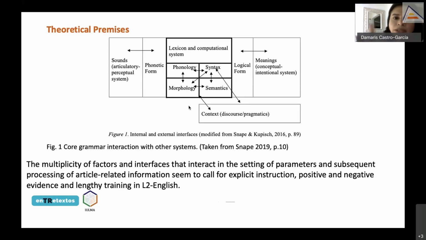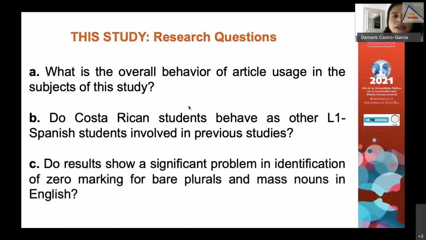So as we know, this multiplicity of factors have an effect on article choice, and that may hint at the necessity that we may have to include direct instruction in the learning of articles. Now, what I'm looking for in this study is, we have three main questions.